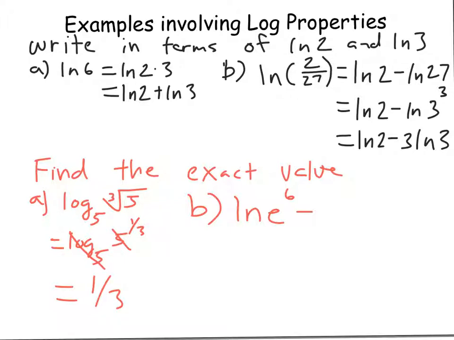Natural log of e to the 6th power minus the natural log of e squared. First thing I would do here is use my power rule to take the 6 and bring that out front and do 6 times ln e minus 2 ln e.